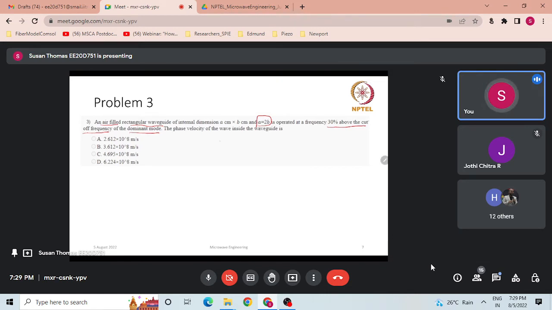So I hope the discussion helped you find out how to write it if we know that the operating frequency is 30% above fc of the dominant mode. When I say dominant mode, it is the TE10 mode. So the operating frequency is 1.3 times fc of TE10. 30% above means 130 by 100, so we write it as 1.3 times fc.